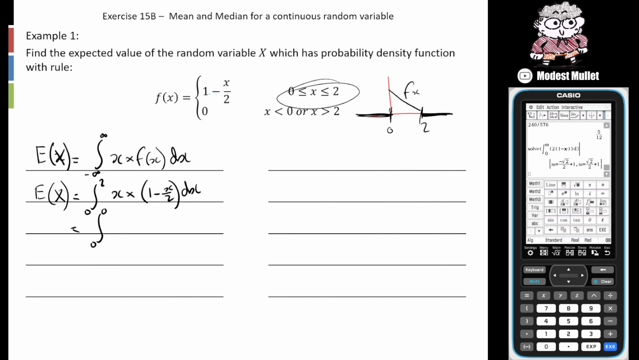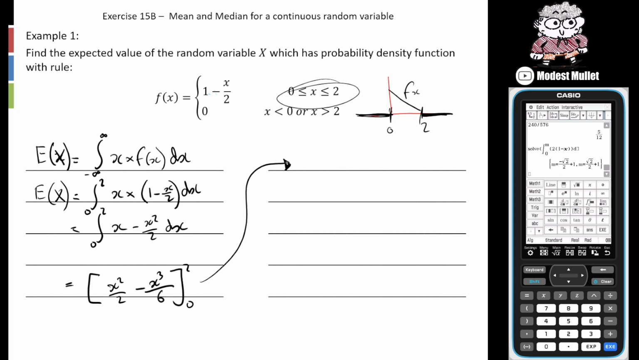So we can now simplify that into polynomial form. We're going to expand the brackets, so we're going to end up with x minus x squared on 2 dx. And now that we've got a polynomial, it's just a straightforward integration. So that's going to be x squared on 2, add 1 to the power, x cubed on, divide by the 3 times the 2 already had. I'm just going to straight away simplify that to 6. Substituting 2 to 0.